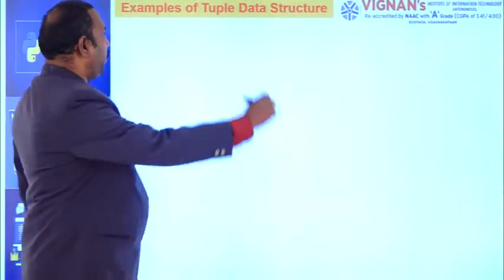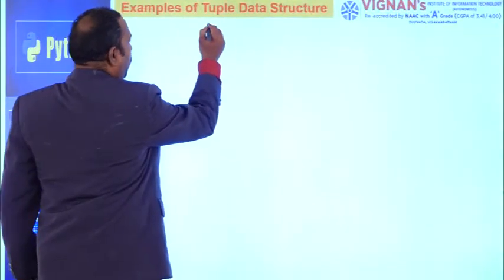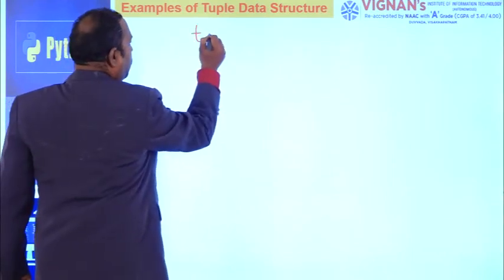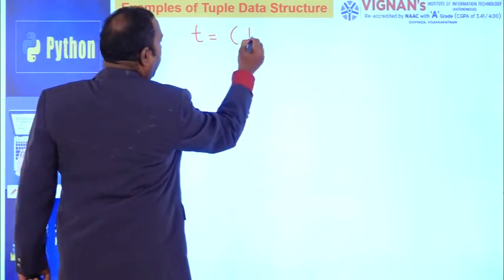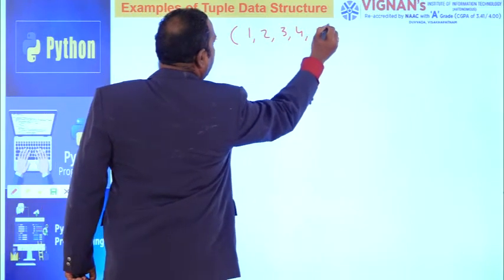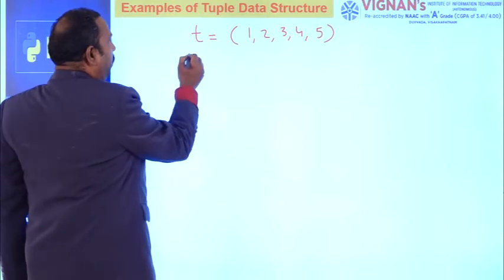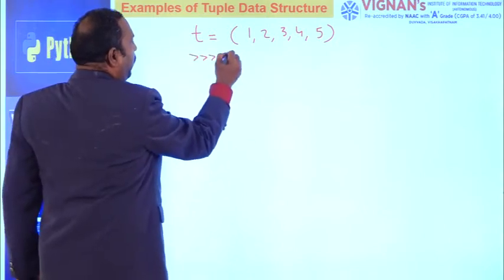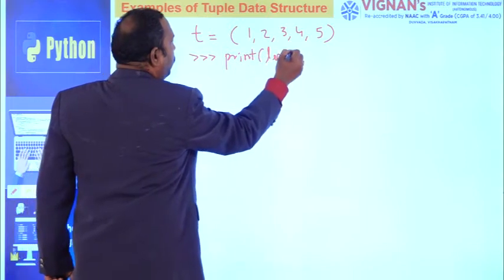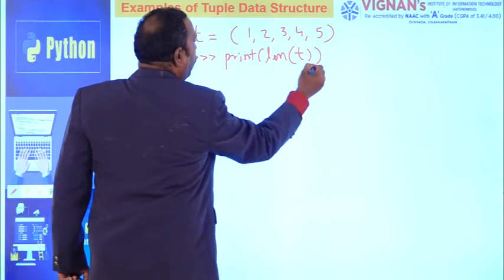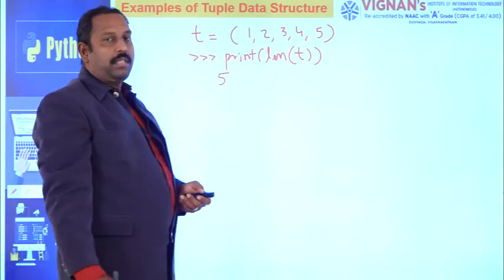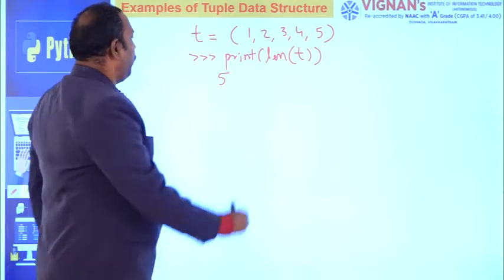Now we will see an example. A tuple t consisting of values 1, 2, 3, 4, 5. Suppose I want to print the length. Simply we have to use print len of t. What is the output you will get? 5. Length means how many elements exist in the tuple, that is nothing but 5.